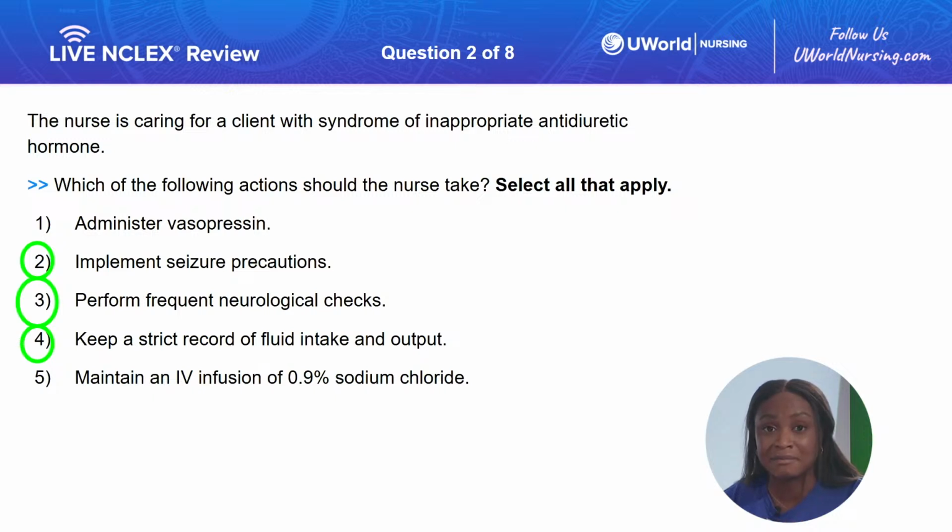Maybe we need that fluid in our circulation to keep our blood pressure up, to keep our heart rate up, or maybe we need to reperfuse the kidneys for whatever reason. But this hormone is secreted by the pituitary gland to hold on to our fluid. So if we're having a syndrome of inappropriate antidiuretic hormone, this means that we are releasing this hormone at an incorrect time, or we're releasing too much of it. So we're holding on to too much fluid.